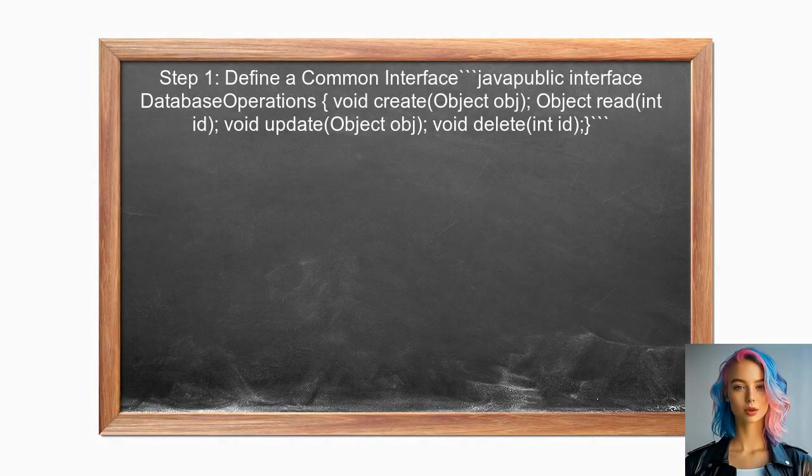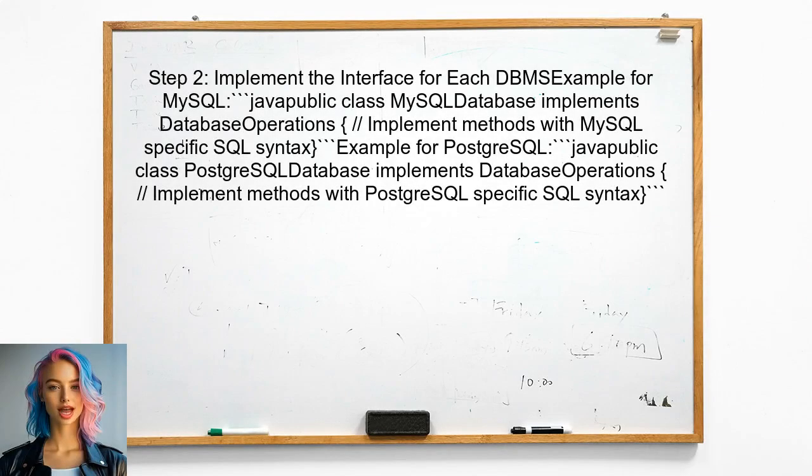To achieve database independence in JDBC, the user should start by defining a common interface for their database operations. This interface will declare methods for common tasks like creating, reading, updating, and deleting records. Next, the user should implement this interface for each specific database management system they want to support. Each implementation will handle the unique SQL syntax and connection details for that database.